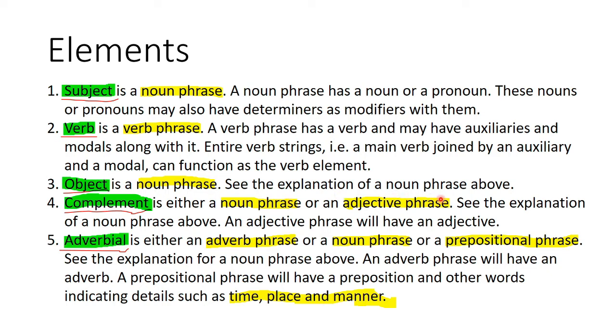An adjective phrase has an adjective, and we also have modifiers. Same is the case for an adverb phrase. It has an adverb, and may also have other words modifying the adverb. And a prepositional phrase will have a preposition and also other words that make up the prepositional phrase. And keep in mind, now this is a very important point, that an adverbial, whether an adverb phrase or a noun phrase or a prepositional phrase, will always and always indicate time, place, and manner.